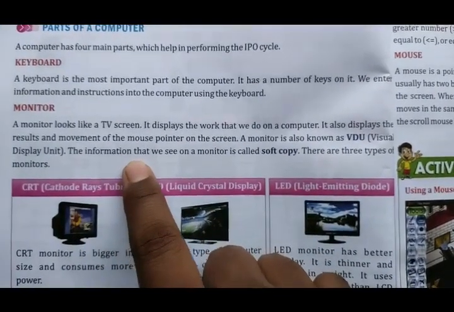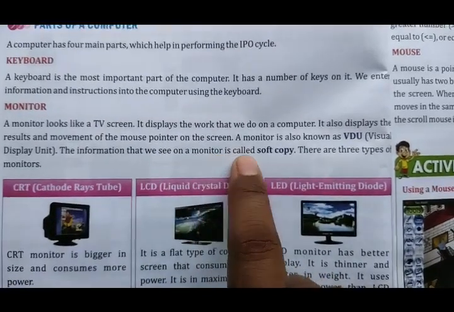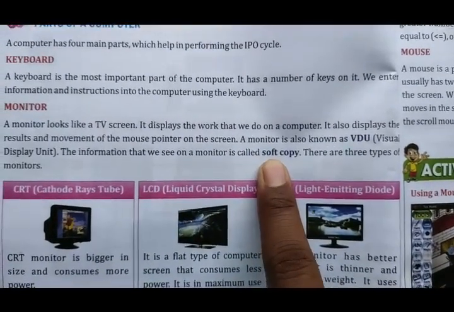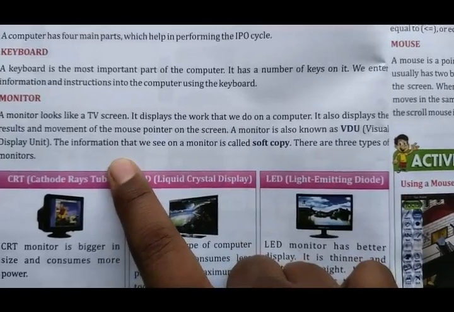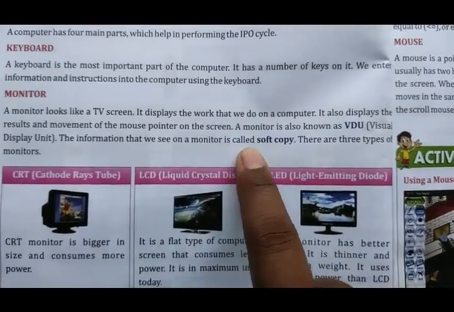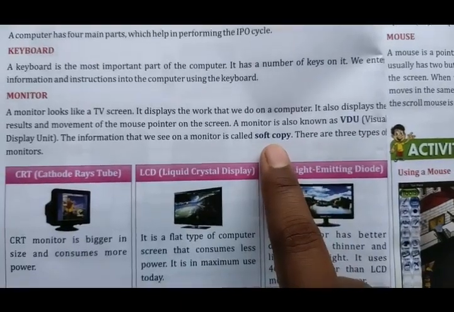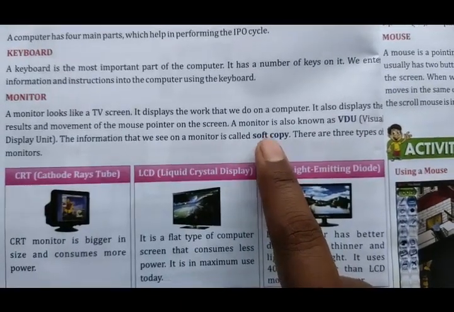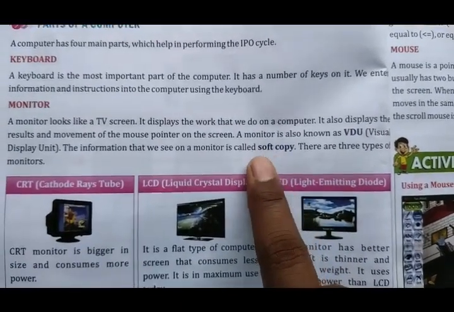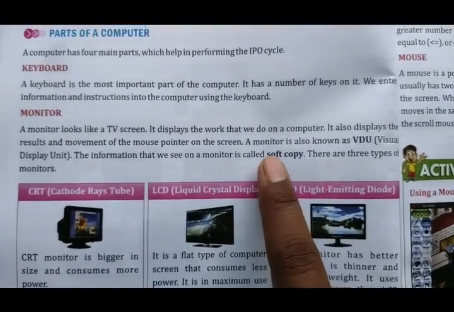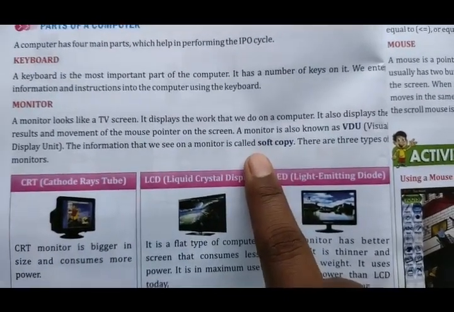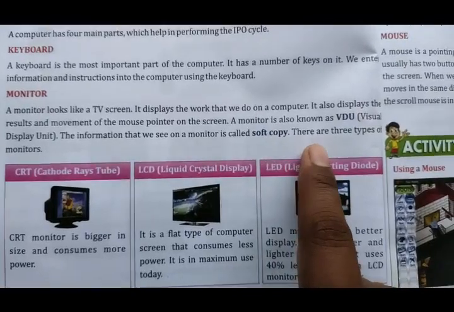The information that we see on a monitor is called soft copy. Remember these things. The information that we see on a monitor is known as soft copy. Okay. If you type something with the help of keyboard, we can see it on the monitor. So that is known as soft copy.